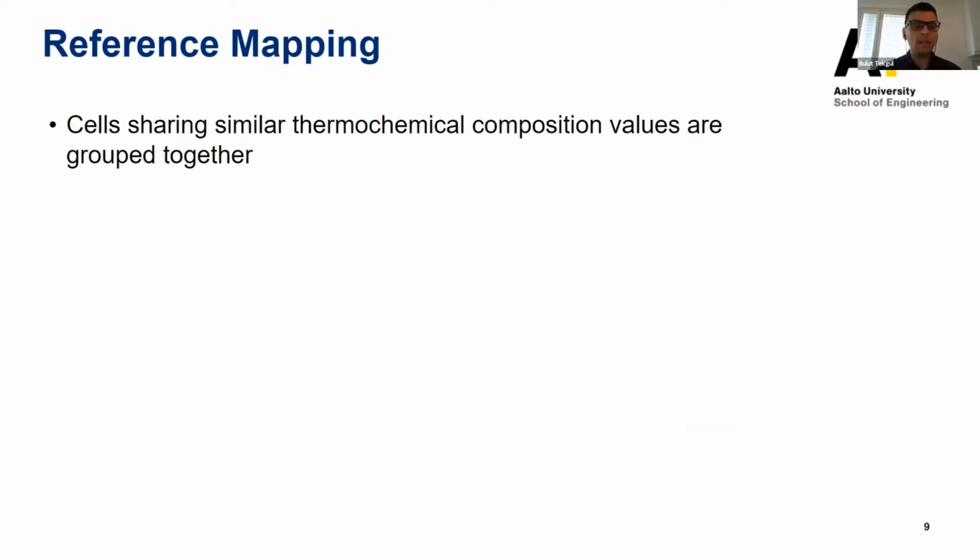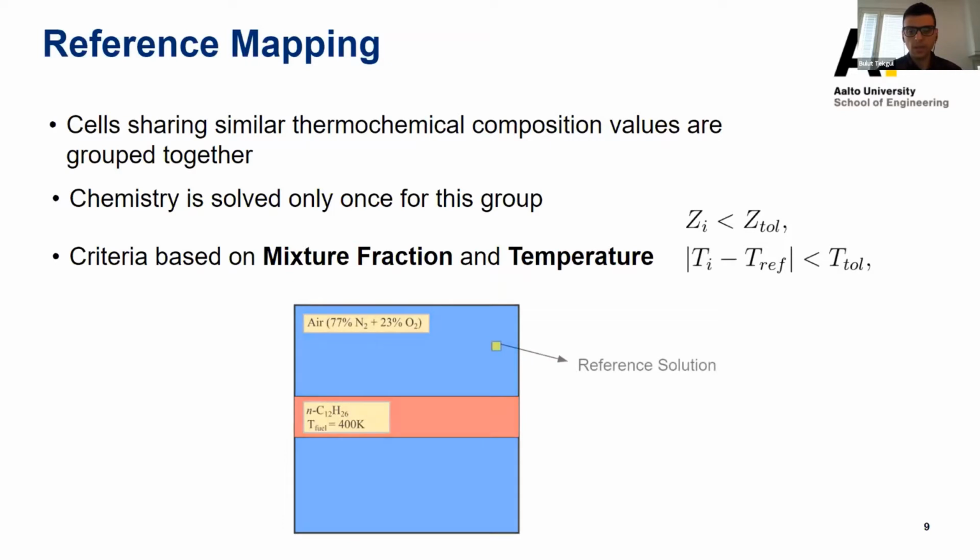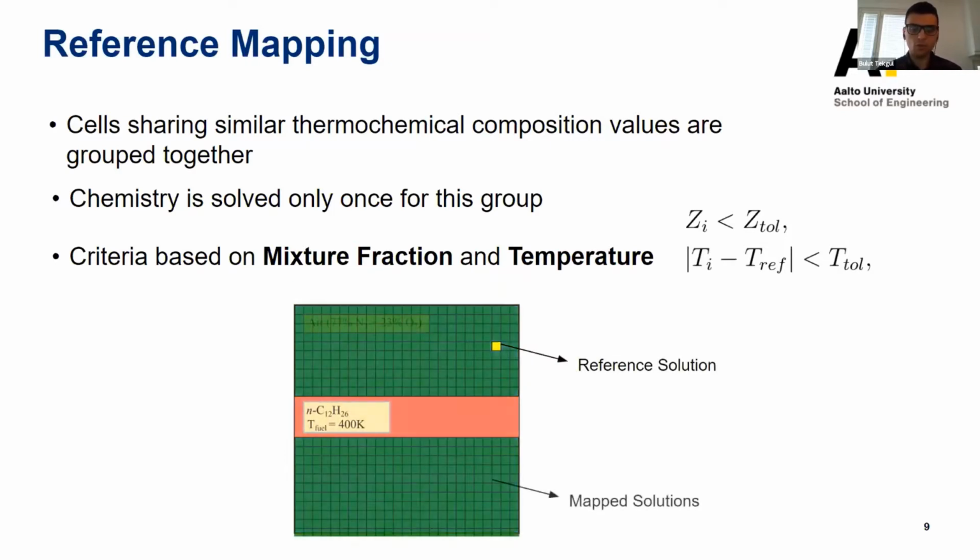So the idea is we just group the cells sharing similar thermochemical composition values together, and we solve the chemistry only once for one of these cells and just map it to others. And the criteria is defined based on mixture fraction and temperature. We group these cells based on these user-given criteria. So for instance, in this problem, the algorithm picks a reference solution, it solves it, and it maps the solution to all the other, similar thermochemical states instead of solving every single cell in the domain explicitly. So this gives us tremendous speed up when bundled together with load balancing.